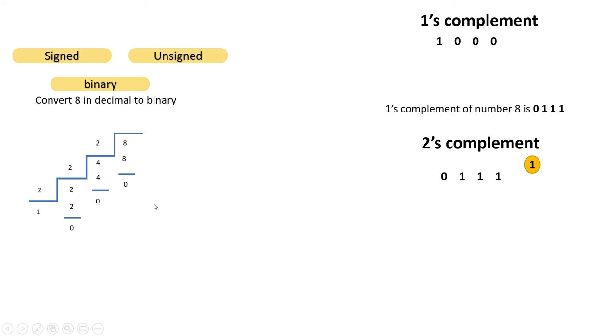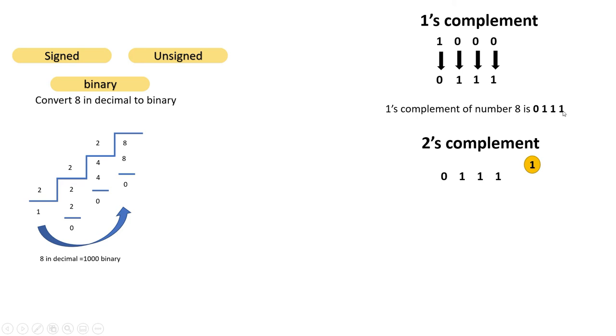So we write the remainders from left to right. So 1000 in binary equals 8 in decimal. Okay, so we got the binary number. Let's change this to 1's complement. To change to 1's complement, we change 1s to 0 and 0s to 1. 0 becomes 1, 0 becomes 1, 0 becomes 1, and 1 becomes 0. So this is the 1's complement value. The 1's complement of number 8 is 0111.